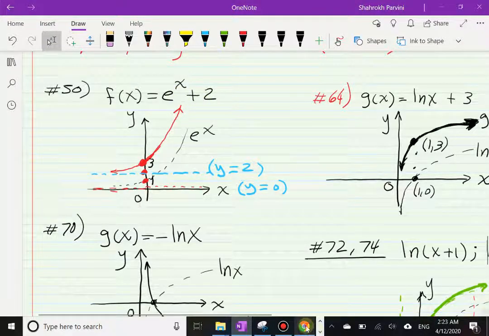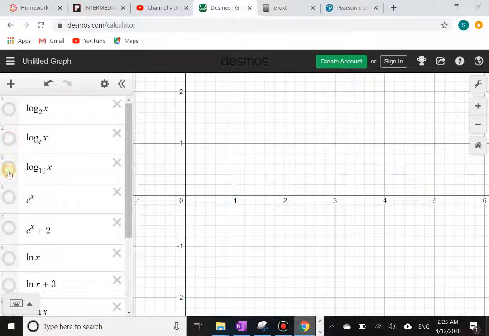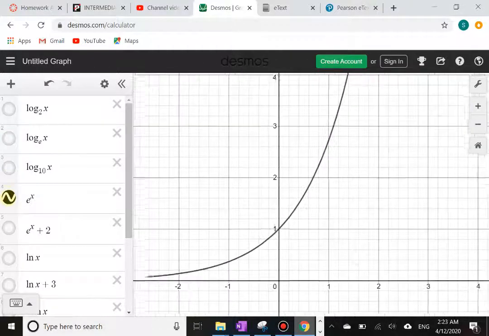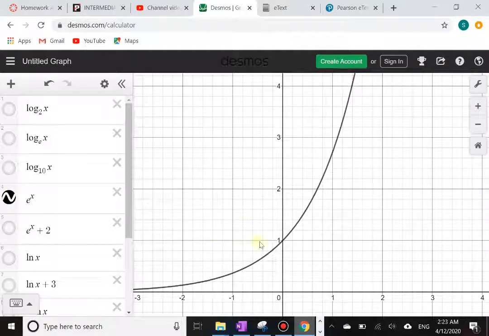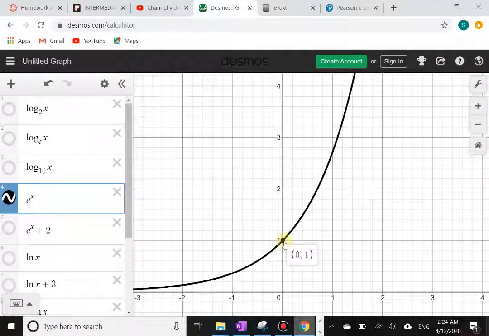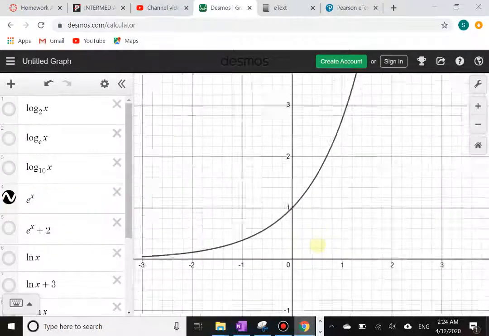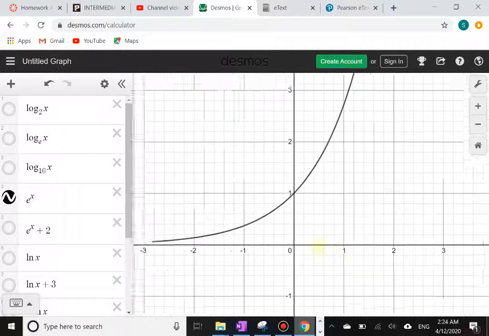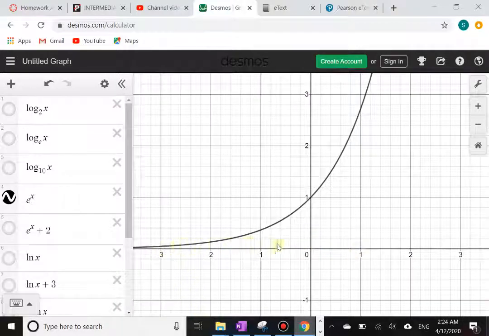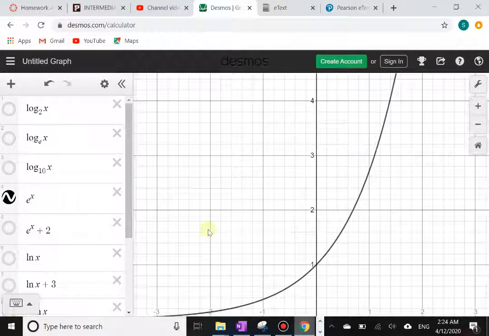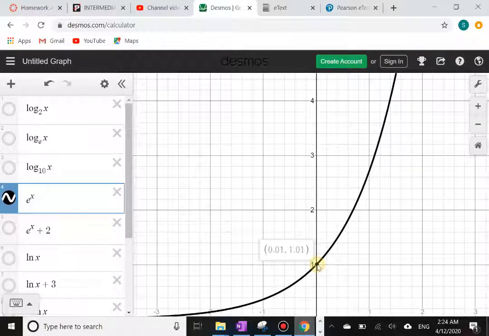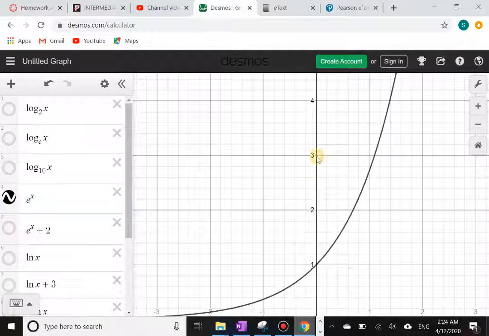Let's go to Desmos, and let me deactivate these. So here's a graph of e to the x. Okay, and there it is. Notice how this graph goes through the point 0, 1. Now the graph of e to the x plus 2 is going to be a vertical shift. And by the way, please note that the floor underneath is the x-axis here, right? Now, for e to the x plus 2, I expect this point, 0, 1, to move up to 0, 3.